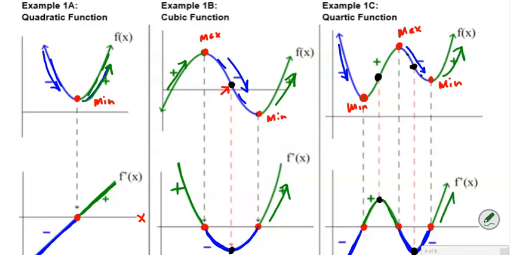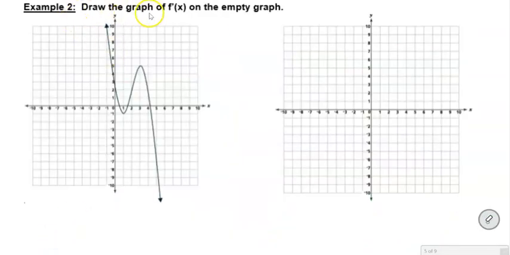It's above. So this is going to be above the x-axis. Example 2 says draw the graph of the derivative on the empty graph. So we're going to draw it over here. So let's first find our mins and maxes, right? So those are our critical points. So that's our minimum, and this is our maximum. So that's what we're going to take.